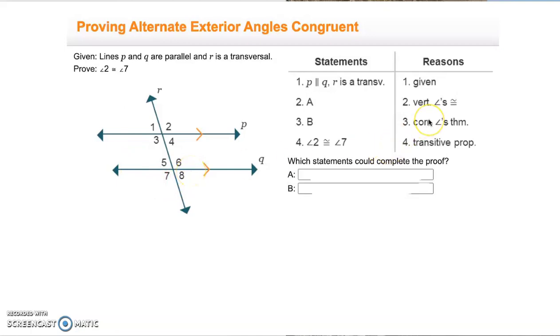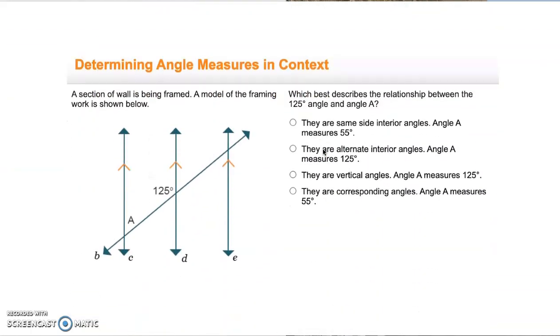We have a lot of vertical angles here, but which ones are we going to be looking at? And we have corresponding angles. So I'm going to say, well, I want to get 2 equal to 7. Well, I know 2 and 3 are vertical angles. So my first step is going to be to say that those are vertical angles. And then I'm going to say 3 and 7 are congruent angles. And then notice here's our transitive property. 2 is congruent to 7. So you have to look at which vertical angles you want, and then corresponding angles to get your 2 and 7.